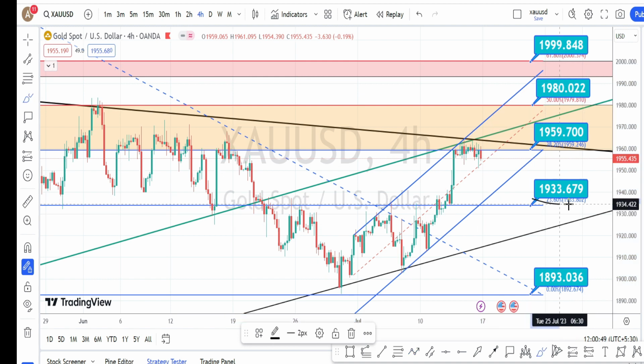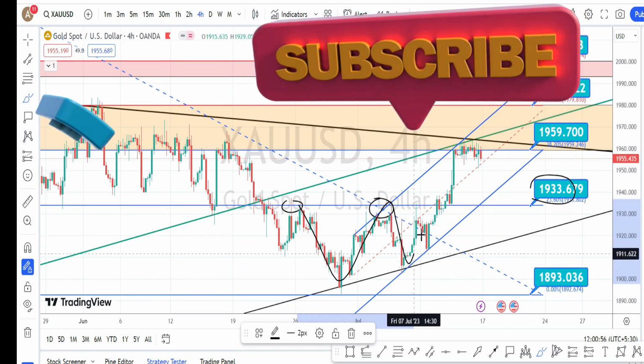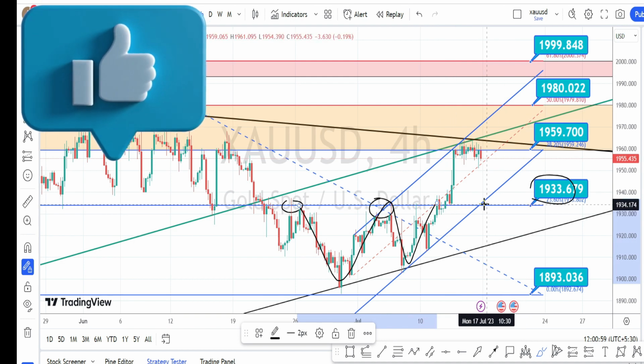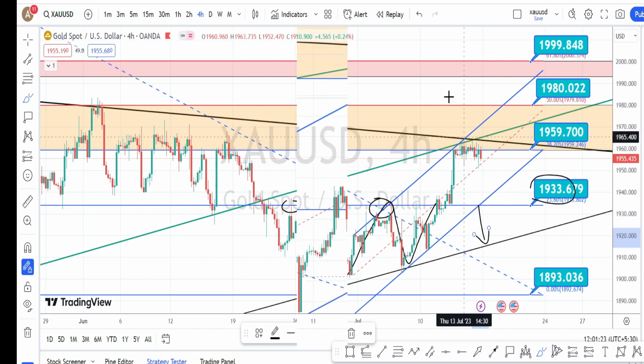This level of 1933 is also going to be acting as a neck level of the double bottom pattern. So wait for the price action to break this neck level in order to enter into the bearish side trade in 4 hours time frame. Let us look at the price action for hourly time frame.